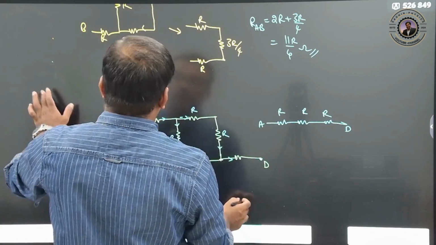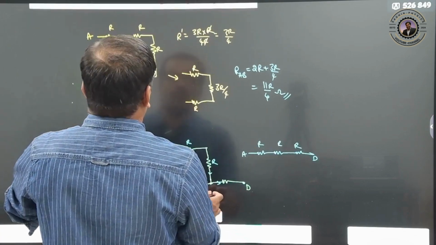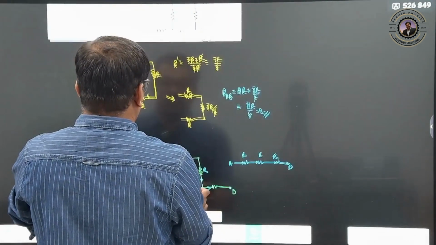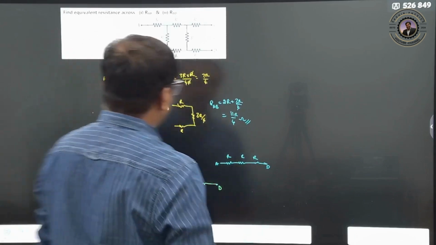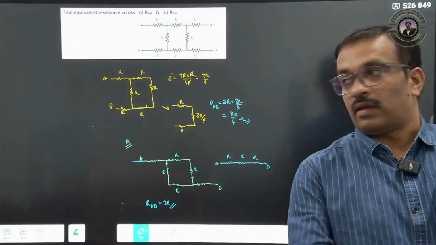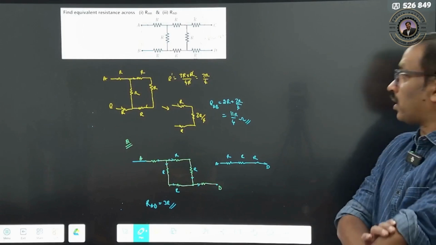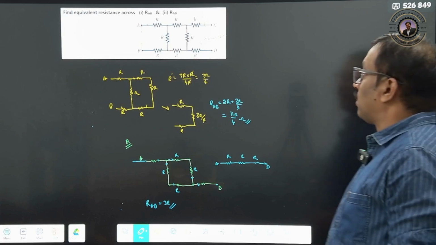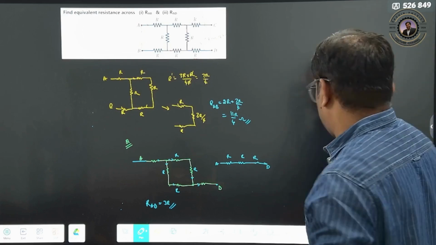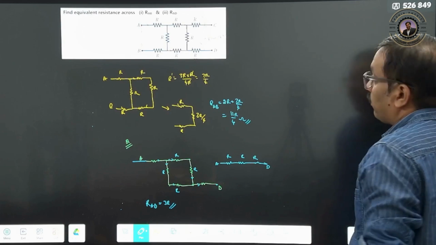So go through it. If you are getting any confusion, just check it one more time. Think, you got the clarity. So which part is the open circuit now? Clear? Now we'll go for another question.